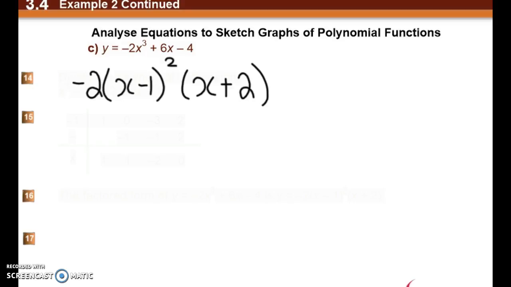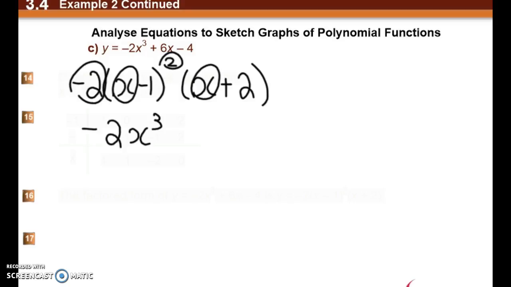Degree and the leading coefficient. So remember, to find the leading coefficient and the degree, take all the front pieces with the power. Okay, so we're considering all those pieces. So we have a minus 2 times an x squared times an x. So we have a minus 2x cubed. Okay, so our leading coefficient would be minus 2. Our power would be 3, so that would be our degree.